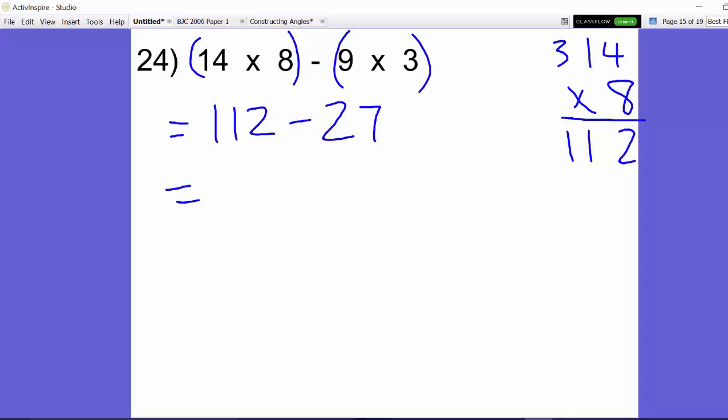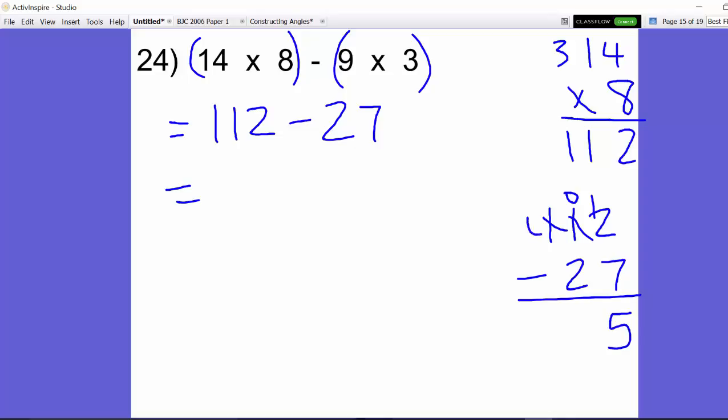So let's write a new question. 112 minus 27. I can't take 7 from 2, so I'm going to borrow from this 1 and make that a 0. This 2 becomes a 12. 12 minus 7 is 5. I can't take 2 from 0, so I'm going to borrow from this 1. That becomes a 0. This 0 becomes a 10. 10 minus 2 is 8. So 112 minus 27 is 85.